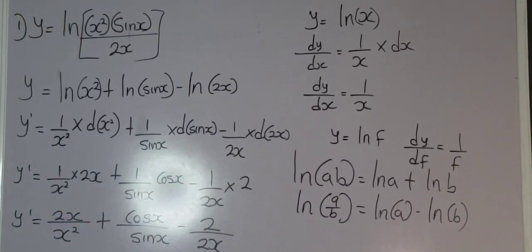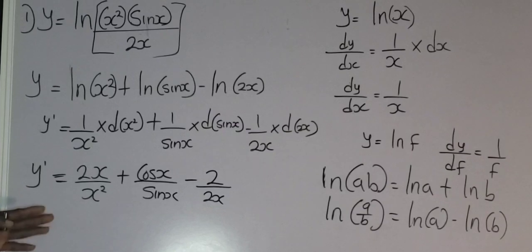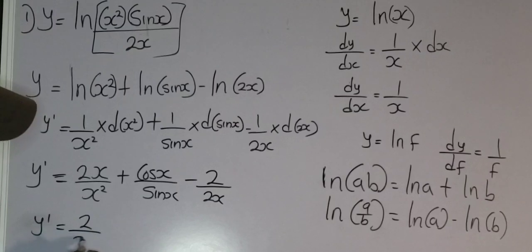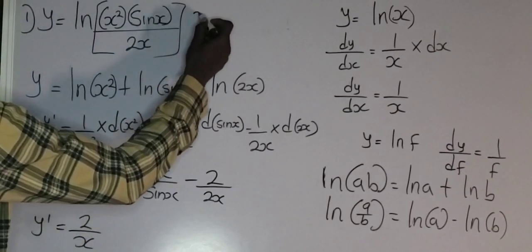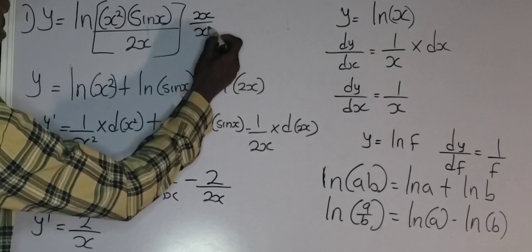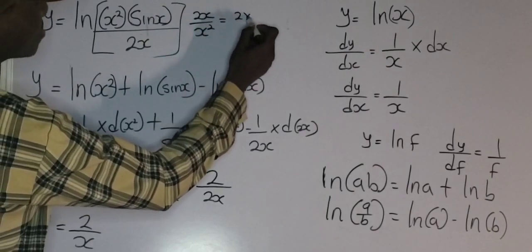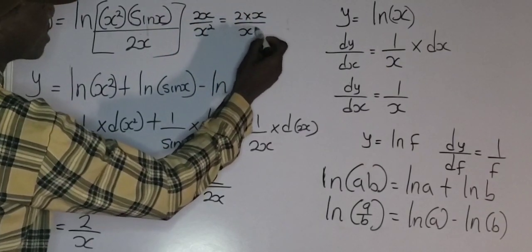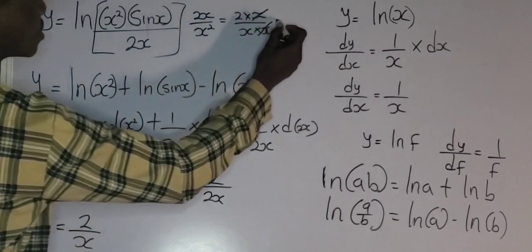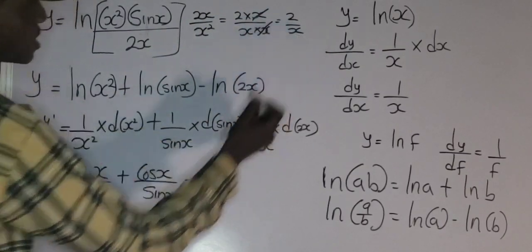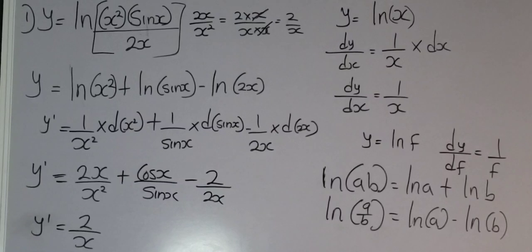Now, we have gotten to this point. We can still reduce the derivative of y. The derivative of y is equal to 2 over x. Do you know how I got 2 over x? 2x over x squared can be expressed as what? 2 times x over what? x times x. So x will cancel x. Is that not it? So I'm left with what? 2 over x. That is how I got 2 over x. Do you understand? So now let us proceed.